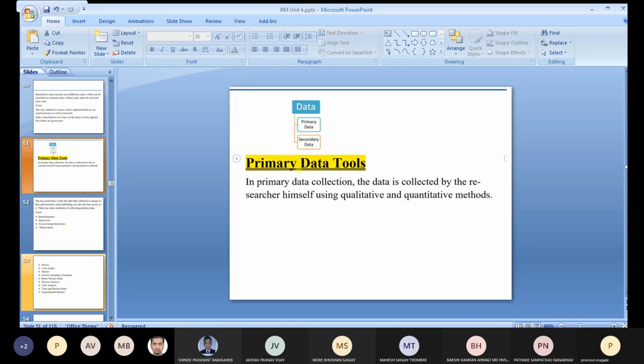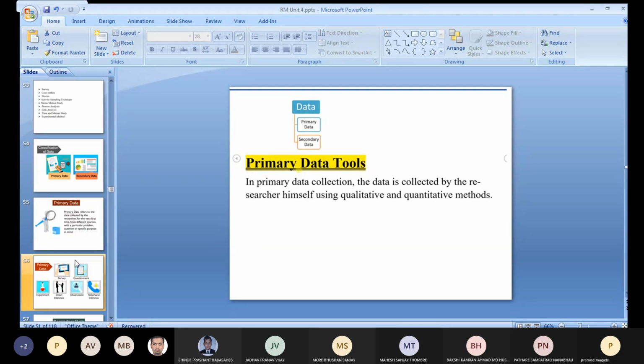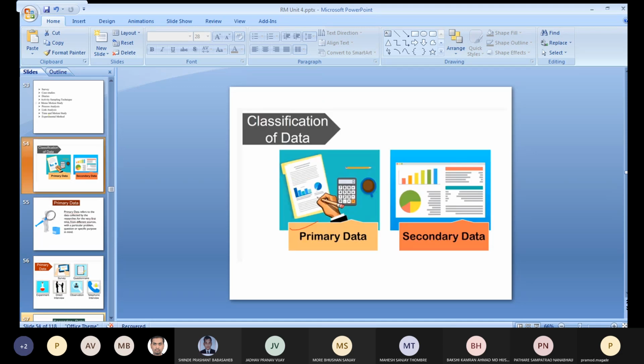So just write down below that the collection of data is divided into two parameters. First one is the primary and second one is the secondary data. This will be the classification.